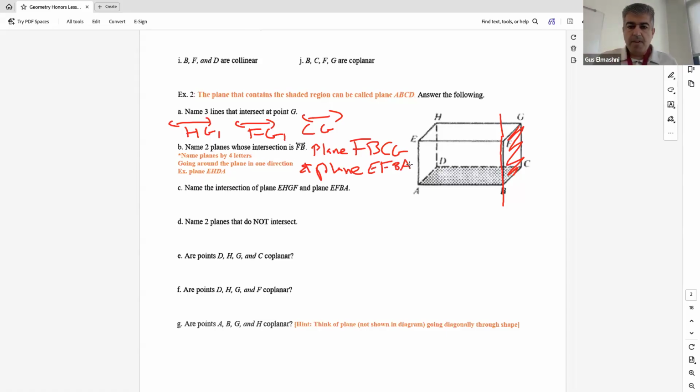Okay. Speaking of which, we just talked about EFBA. EFBA is up front. EFGH is up top. So let's do a little erasing here. You have this, and you have this. So clearly, what line do they have in common? It requires a little bit of three-dimensional perspective.